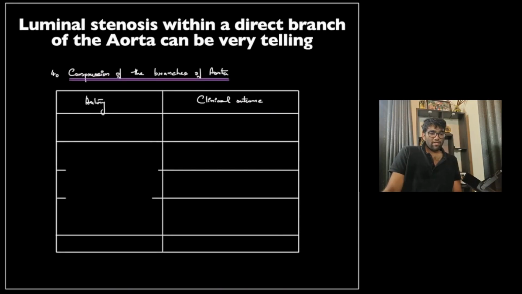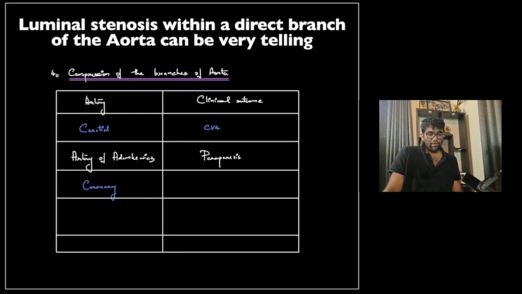Luminal compromise within a direct branch of the aorta can also be very telling. So the fourth presentation is due to compromise of the lumens of the branches of the aorta. First being the carotid, as I said, it can result in a syncope, it can result in TIA, it can result in a cerebrovascular accident, that is a stroke. The artery of Adamkiewicz, which results in paraparesis because of ischemic myelitis. Then the coronary arteries resulting in angina, but very rarely progressing to MI.